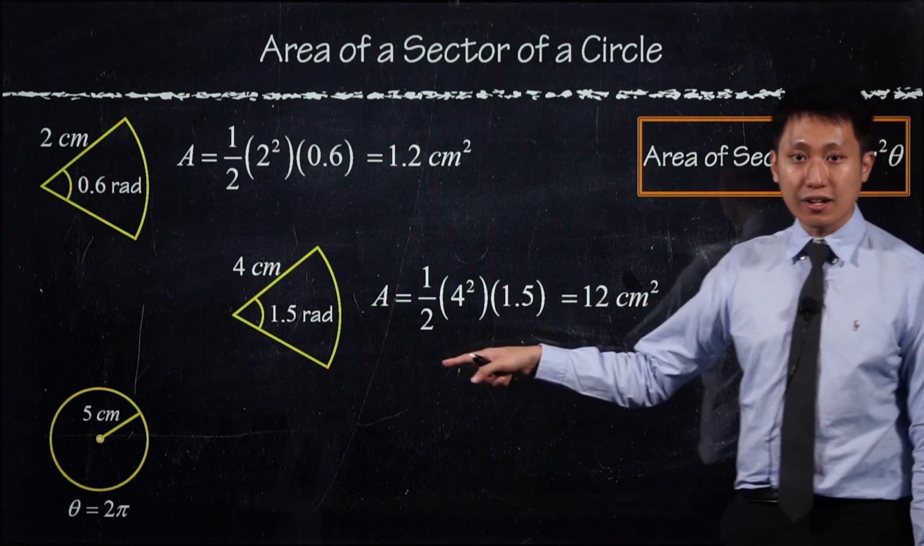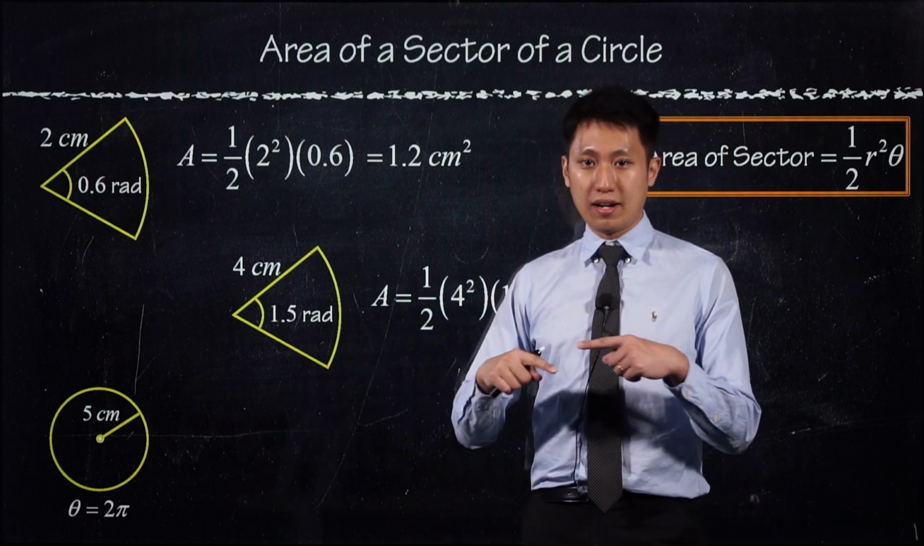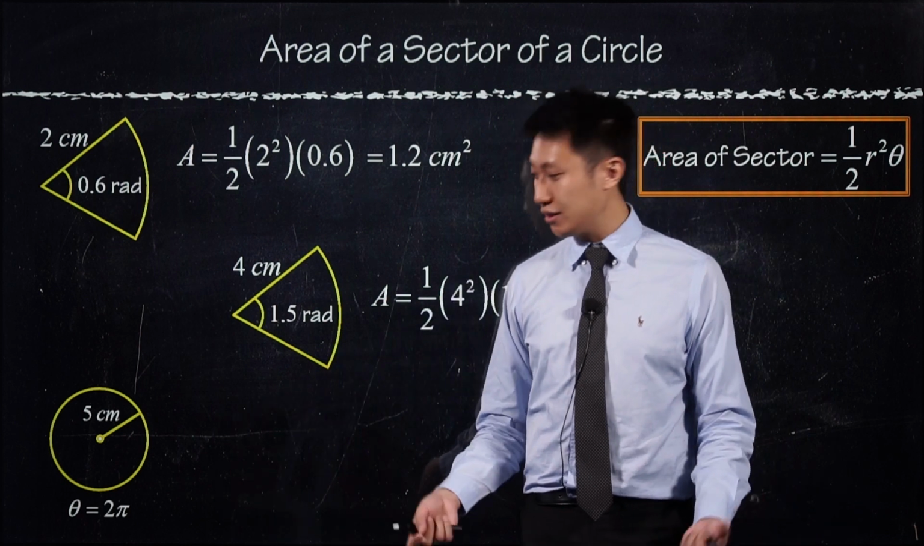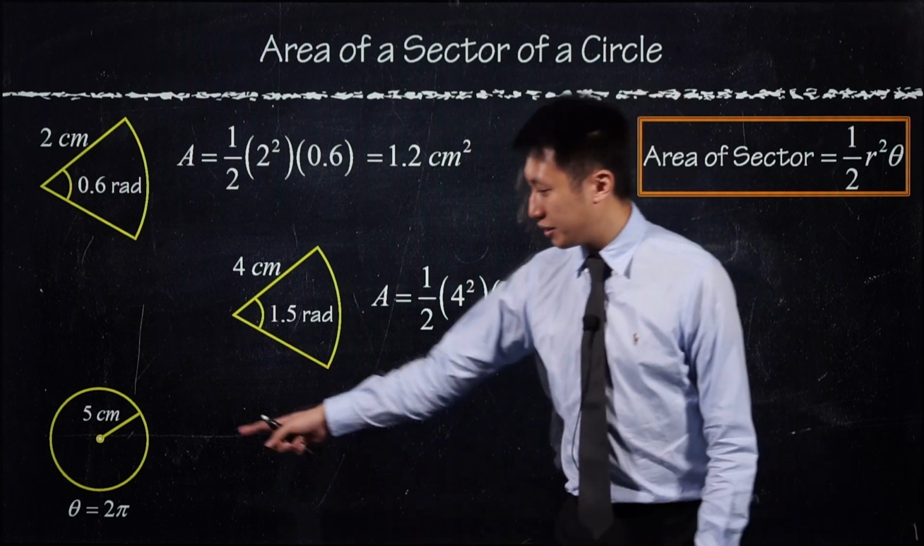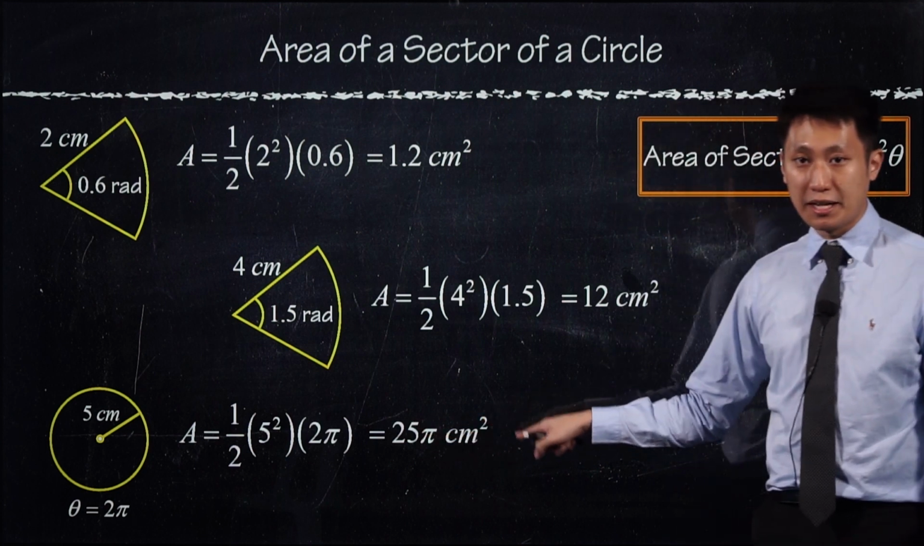Last one, oh, it's a circle. So theta is 2 pi. Pi means what? 180, so 2 pi means 360. So for this one, half r squared theta will give you 25 pi cm squared.